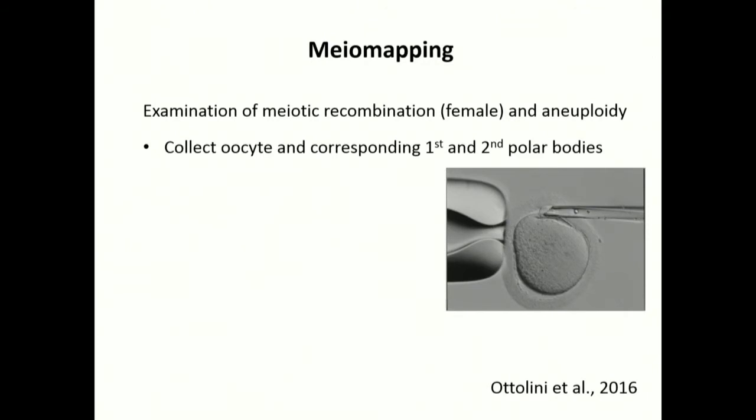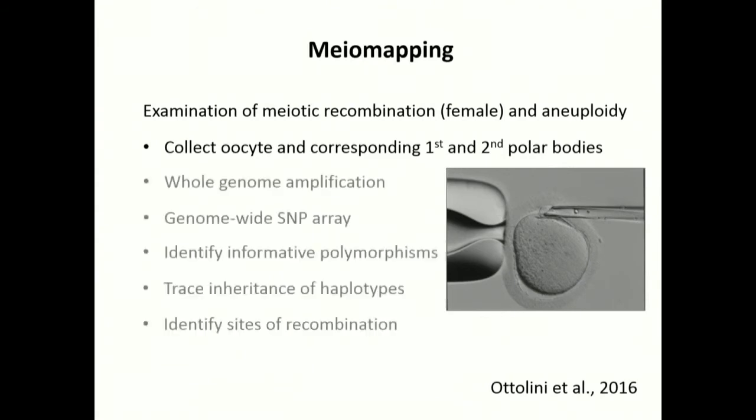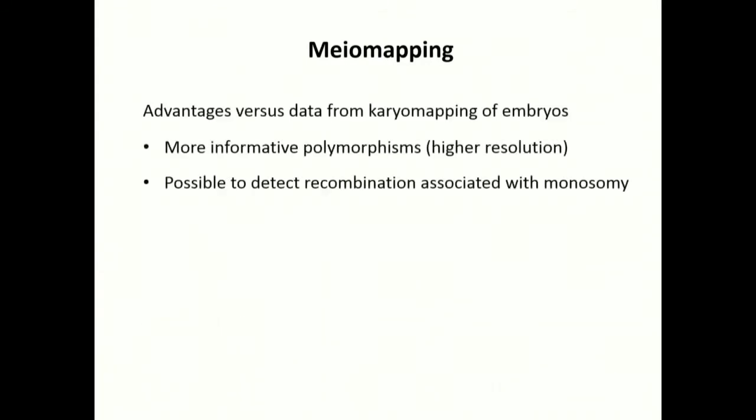Rather than looking at the embryo, you're looking at the 3 components of female meiosis: the egg itself and the 2 polar bodies produced during the first and second meiotic division. So you collect all of those, and you do a whole genome amplification, usually multiple displacement amplification based. You then use a genome-wide SNP array to identify informative polymorphisms, look at the inheritance of haplotypes through meiosis, and mostly focus on identifying sites of recombination.